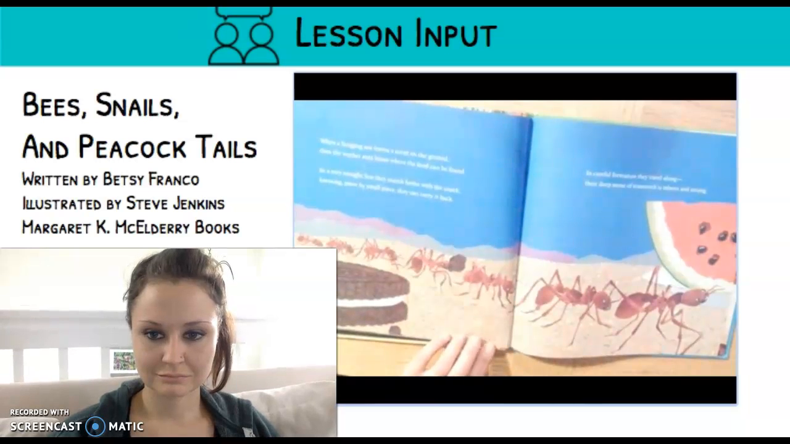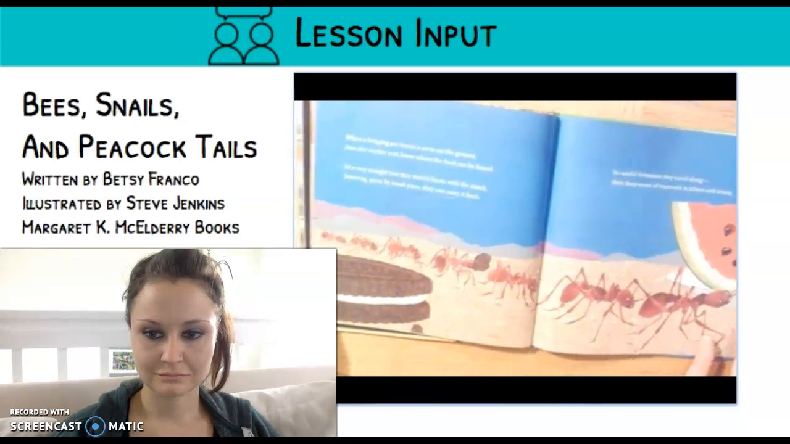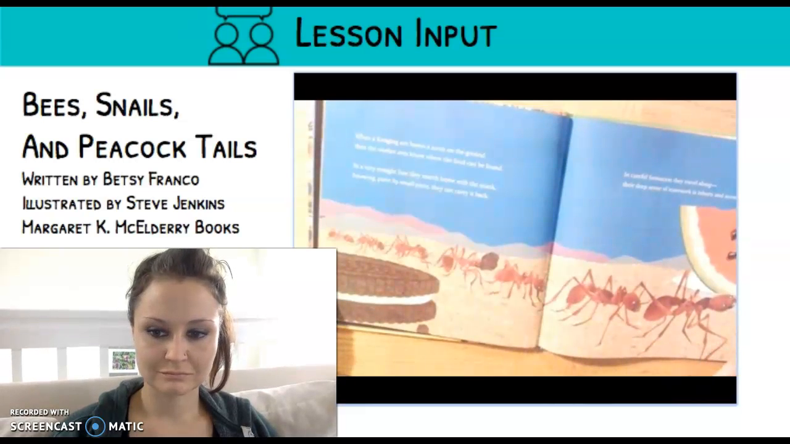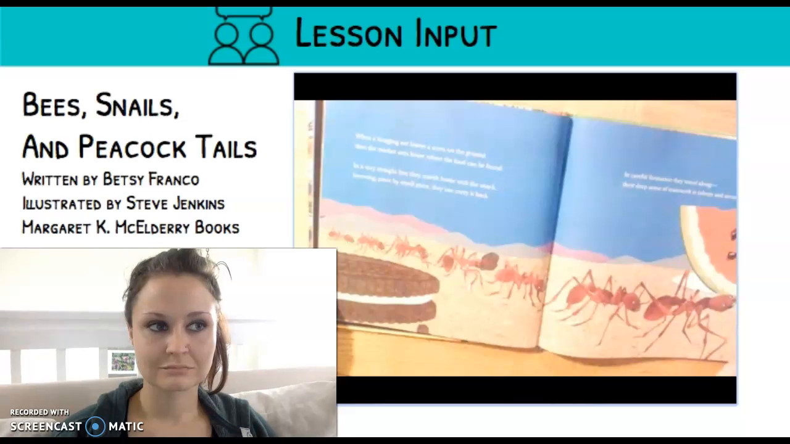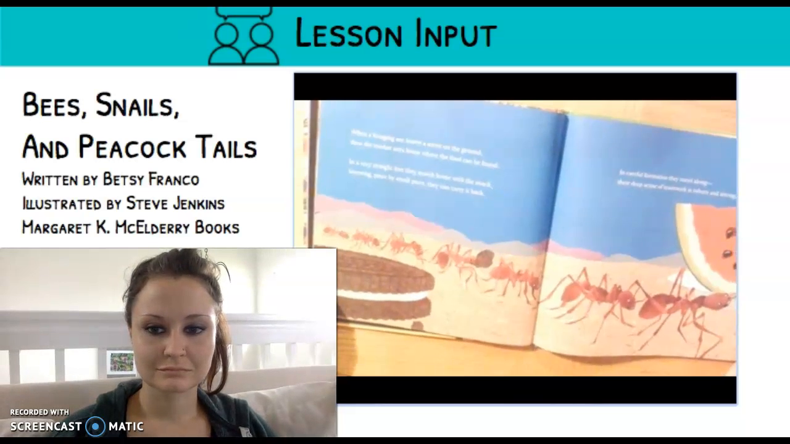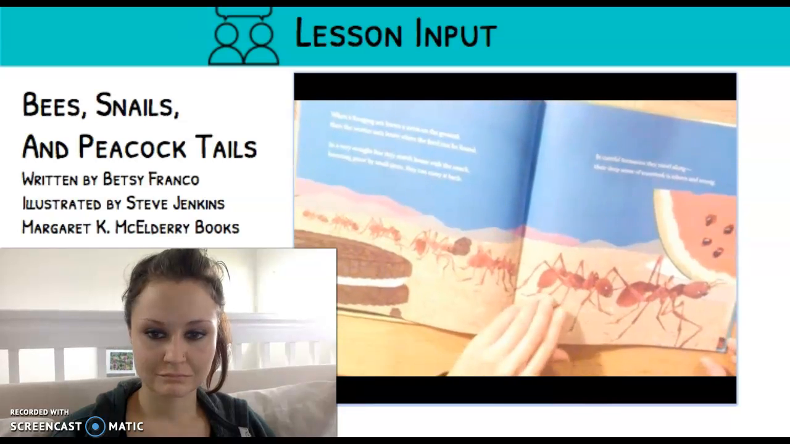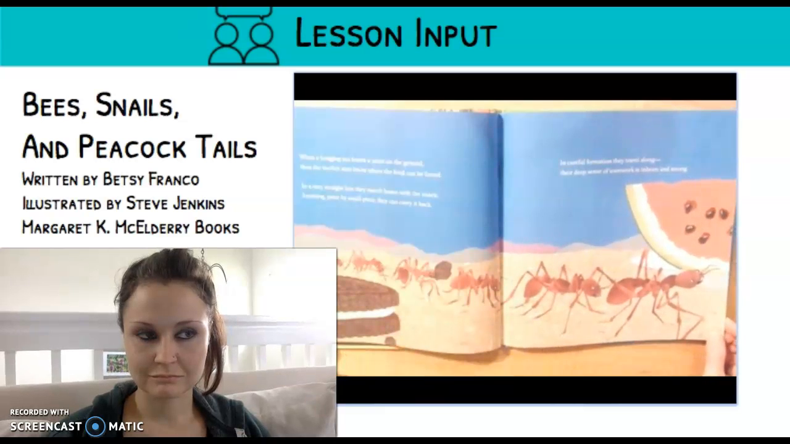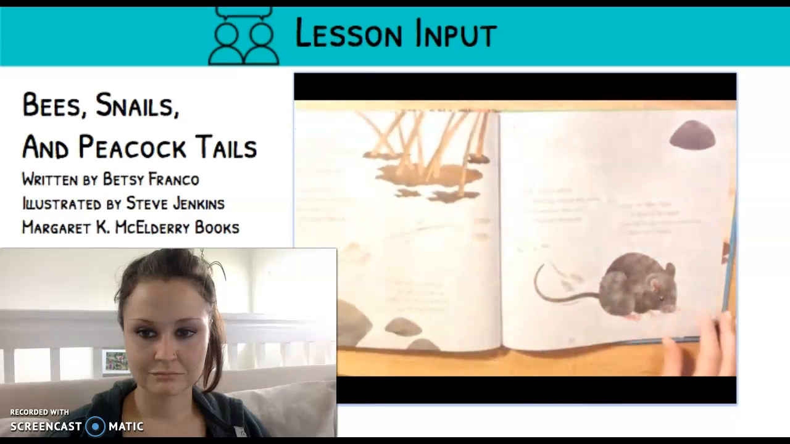When a foraging ant leaves a scent on the ground, then the worker ants know where the food can be found. In a very straight line, they march home with the snack, knowing piece by small piece they can carry it back. In careful formation, they travel along. Their deep sense of teamwork is inborn and strong.